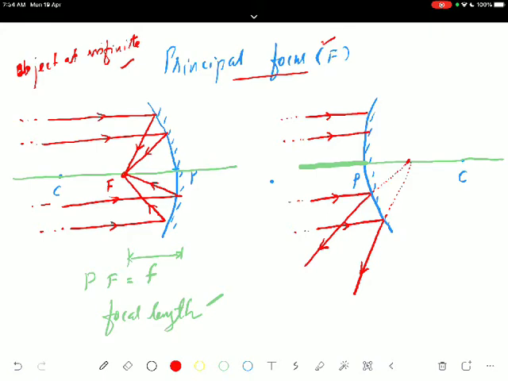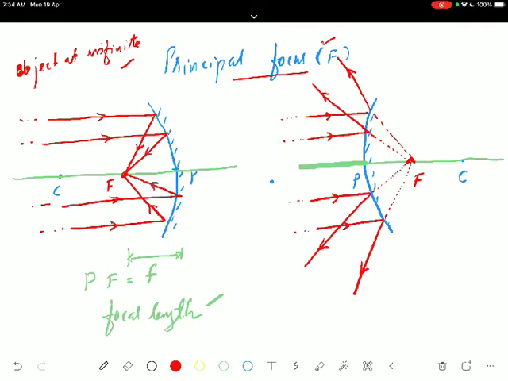Similarly, from the top portion, the ray is reflected back in this way and appears to come from here. Another ray is also after reflection from here, it goes like this and appears to come from here. So this point on the principal axis, we call it as principal focus.